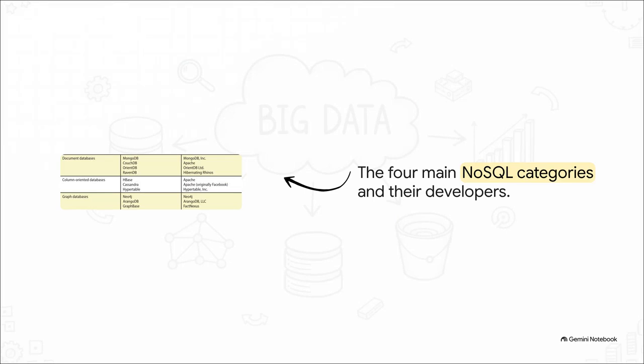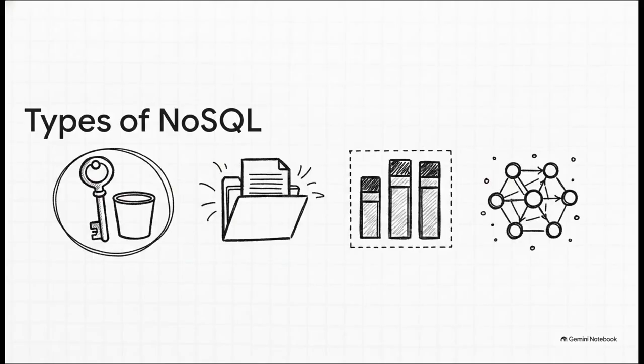Now, the NoSQL model is basically a broad umbrella containing 4 main categories, and each one was developed to solve very specific big data problems. We generally categorize them into these 4 main types: key-value databases, document databases, column-oriented databases, and graph databases. Let's quickly break down how each distinct behavior works.